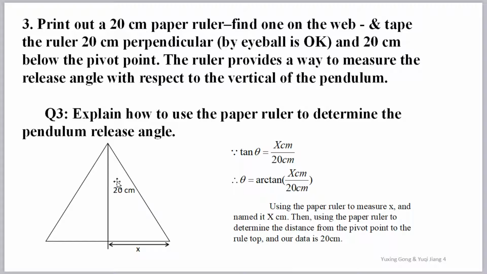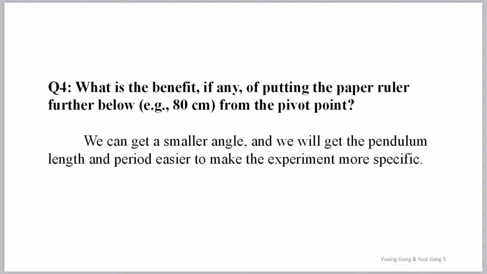Question 3. As you can see from the picture, this is when the ball is at the initial position. We use the paper ruler to measure x, and we measured that the paper ruler is 20 cm from the pivot point, so we can use tangent to calculate the release angle. Question 4. The benefit is that we can get a smaller angle, and we can get the pendulum length and period more easily, to make the experiment more specific.